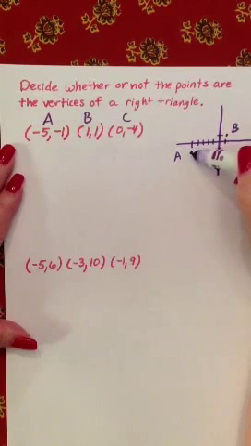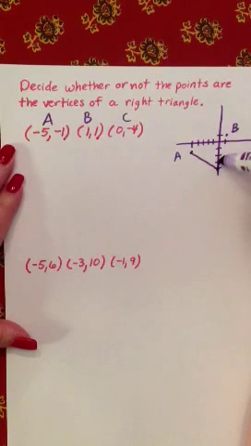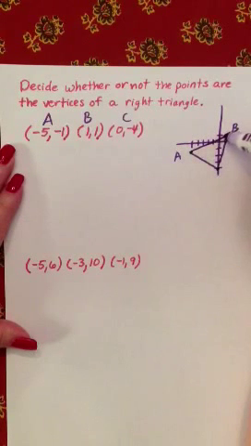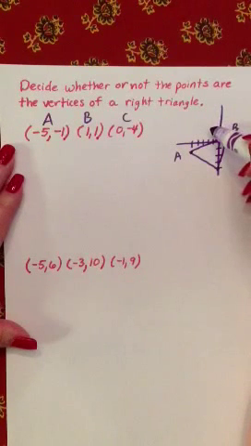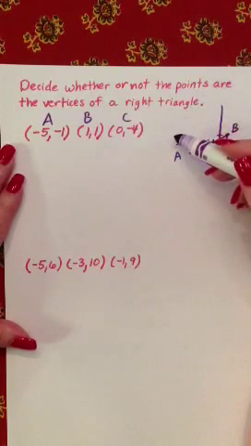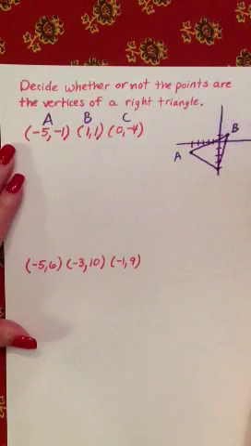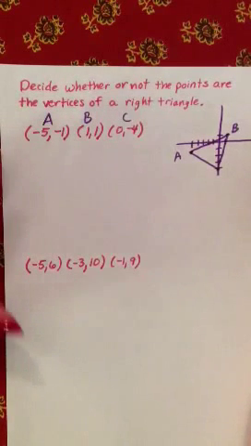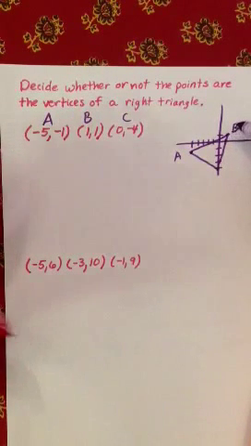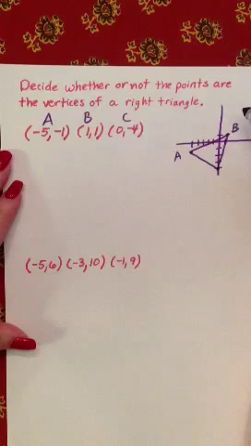Okay? So, this isn't like the perfect graph. But there's only 2 choices on your answer part. It'll be yes, it's a right triangle, no, it's not. Okay? Anyway, I'm not sure it looks so much like one, but sometimes my graphing's not that good.